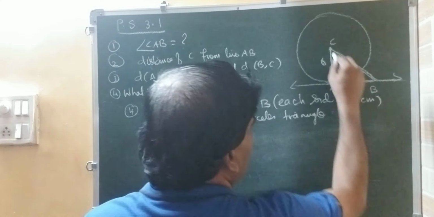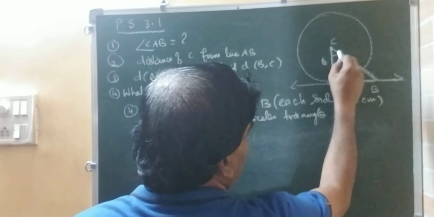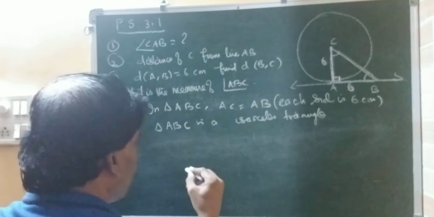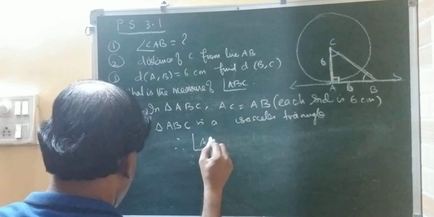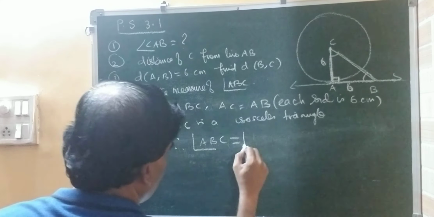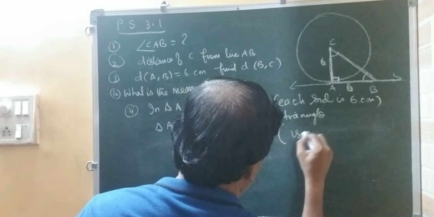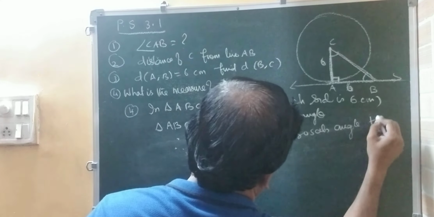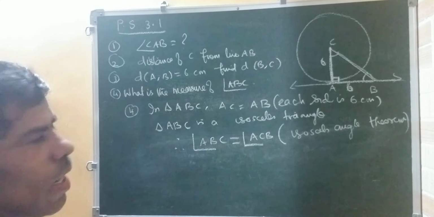See, these sides are equal. So, what is the angle opposite to this? This angle. And what is the angle opposite to this side? This angle. Therefore, angle ABC equal to angle ACB. Why? Because of the isosceles triangle theorem. Okay, these two angles are equal.